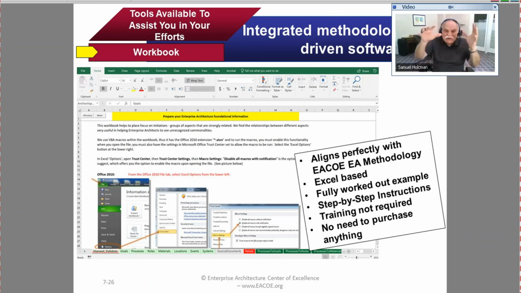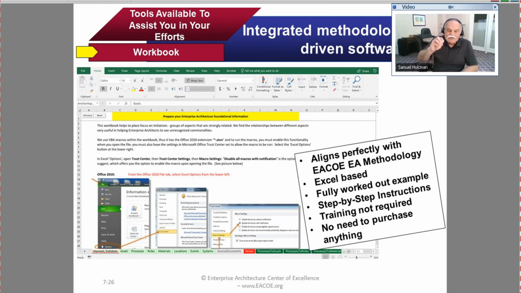So it aligns perfectly with our methodology. It is based on Excel. Why? Because Excel is human consumable. And by the way, for you and I as practitioners, it is essentially a series of refined actions that really help us out. And within that, we have not only our methodology, but a fully worked out example in that same context that's out there.